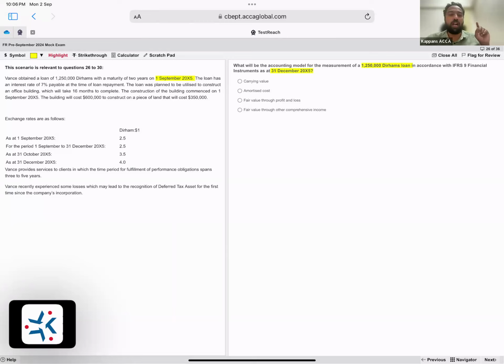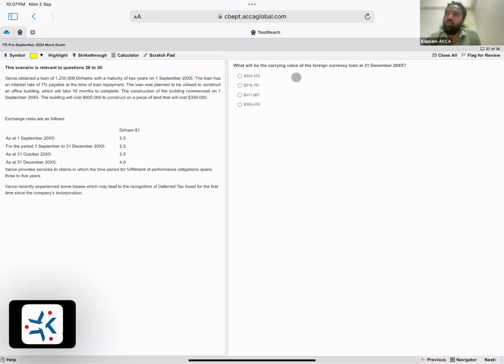So when will we use the amortized cost method? The amortized cost method will be used when the entity issues a loan or loan note or a bond or takes a financial liability for the purpose of cash flows. And if it is for trading or speculative purposes, then fair value through P&L. So this loan is taken to construct an office building. So it is taken for the purpose of cash flows. So the amortized cost method will be used. Option B.